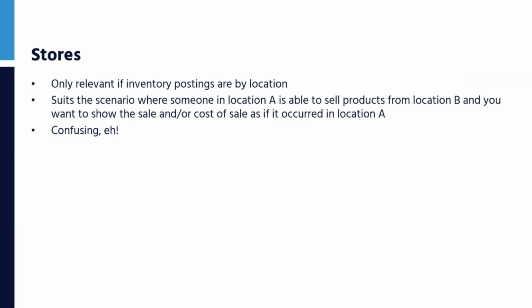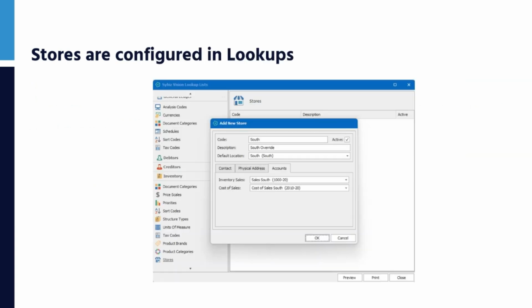Stores are relevant only if you're using inventory postings by location, and it suits a scenario where someone in location A can sell products from location B, and you want to chalk those sales, from a general ledger perspective, up to location A rather than location B, where the stock's actually coming from. So it's a little bit confusing, but let's work through an example. And again, I appreciate this isn't relevant to everyone, so we're not going to go into too much detail here, but just an overview of how it works if you are interested in implementing this functionality.